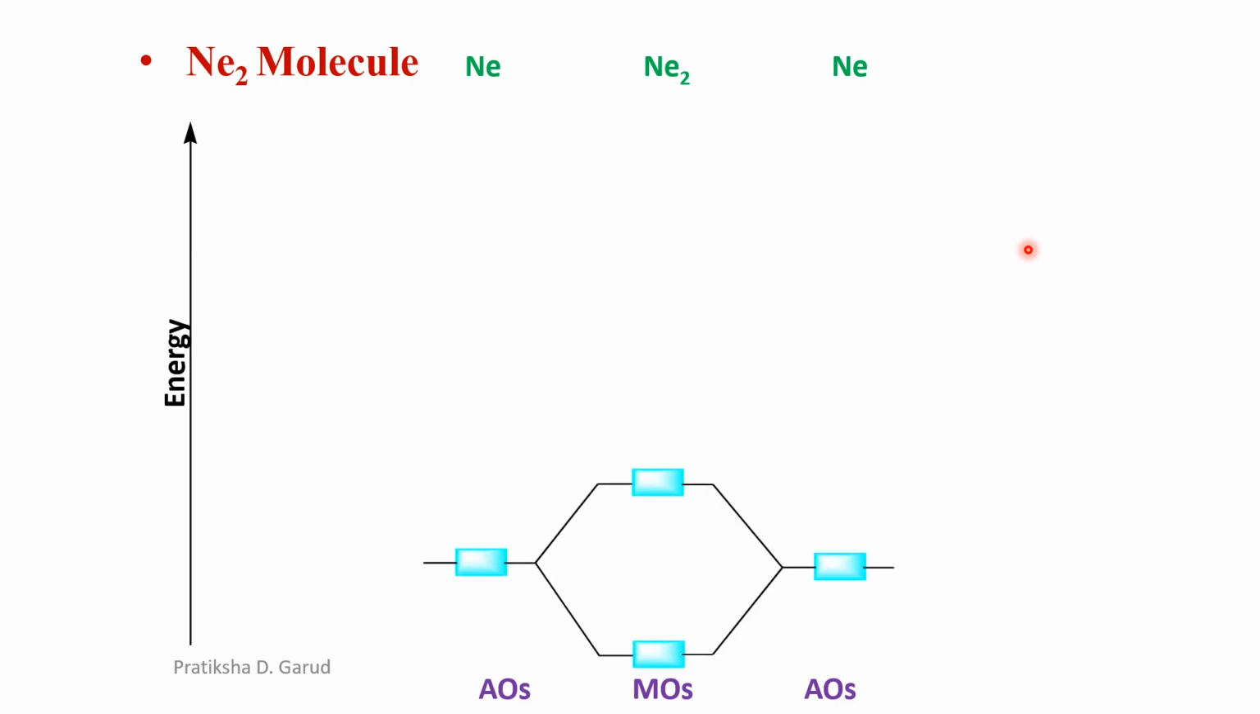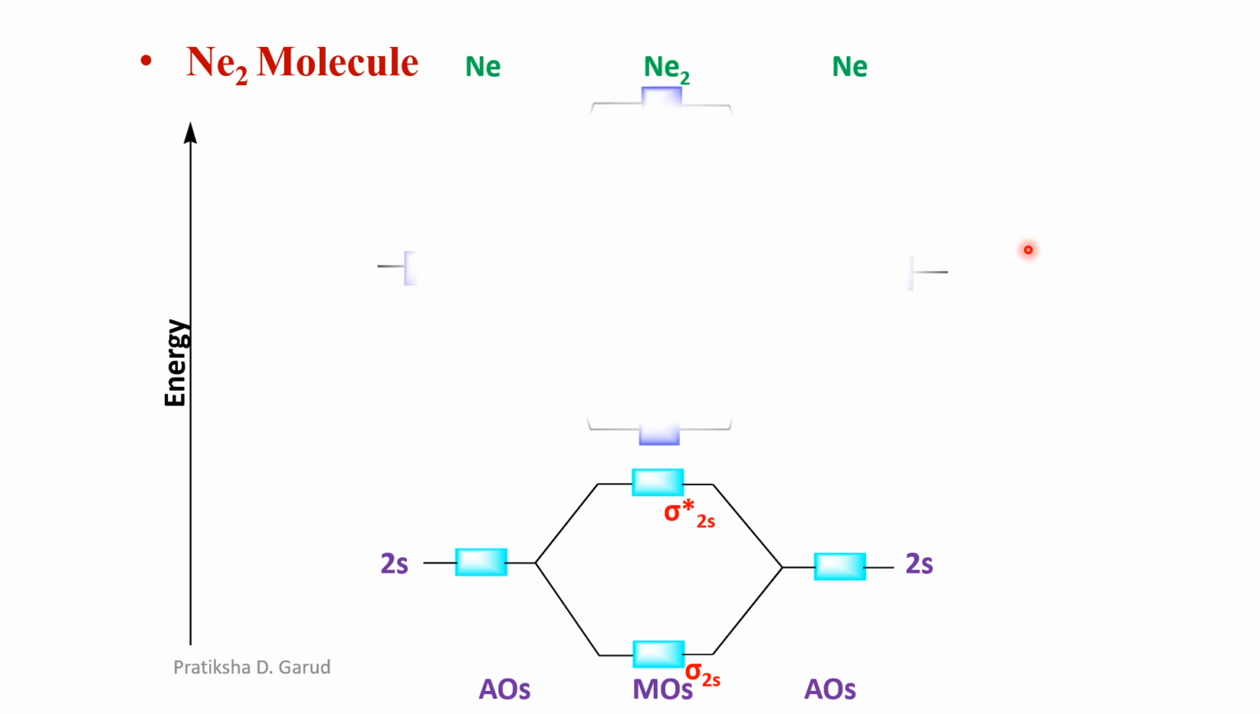At the bottom side, first of all, we have the MO energy level diagram for the 2s of the first neon and the 2s of the second neon. As there are two atomic orbitals, there are two molecular orbitals. The lower, the bonding, is sigma 2s, and the upper, the anti-bonding, is sigma asterisk 2s.